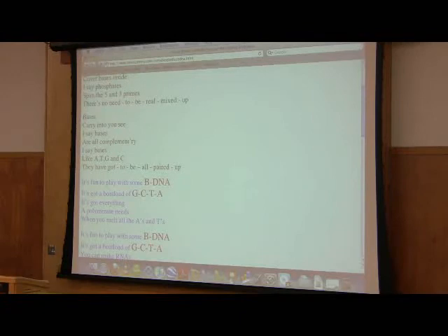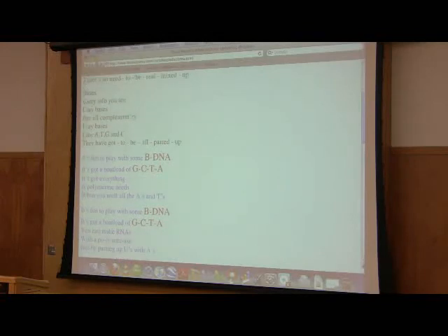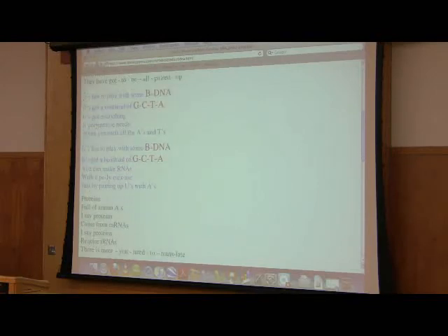It's got a boatload of G, C, T, A. It's got everything a polymerase needs when you melt all the A's and the T's. It's fun to play with some B-DNA. It's got a boatload of G, C, T, A. You can make RNAs with a polymerase just by pairing up U's with A's.